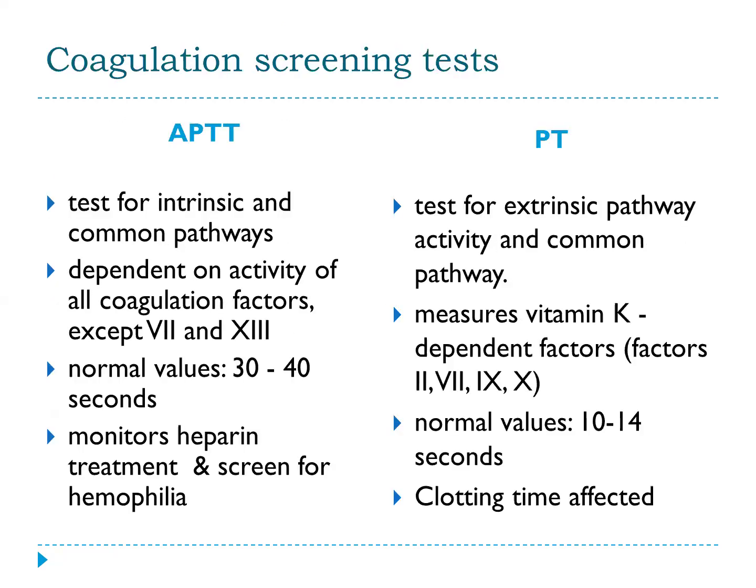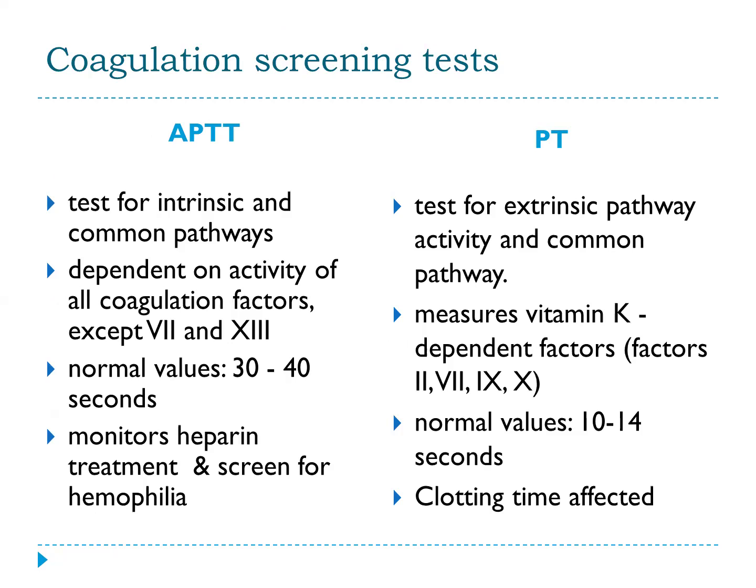PT and APTT. PT is a test for the extrinsic pathway that we saw before and the common pathway. It measures the vitamin K dependent factors. So if there's liver cirrhosis and vitamin K is not being formed, the PT is going to be prolonged. PT is 10 to 14 seconds. The clotting time is definitely going to be affected. So clotting time is the time needed for the clotting, and that is going to be prolonged.